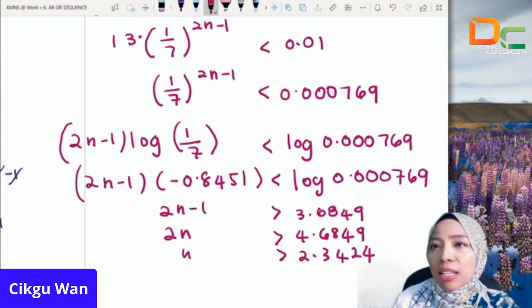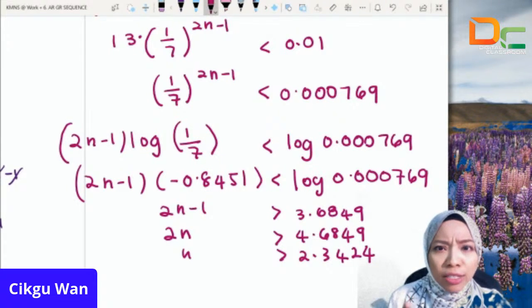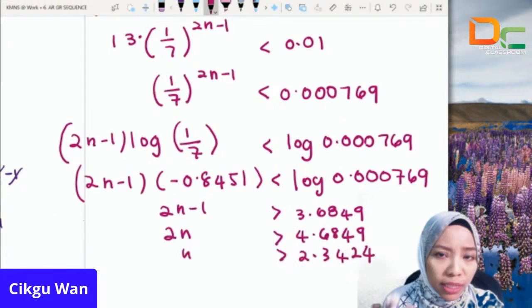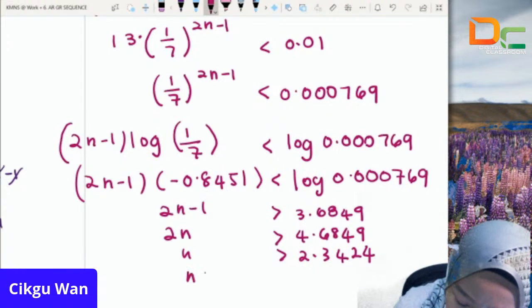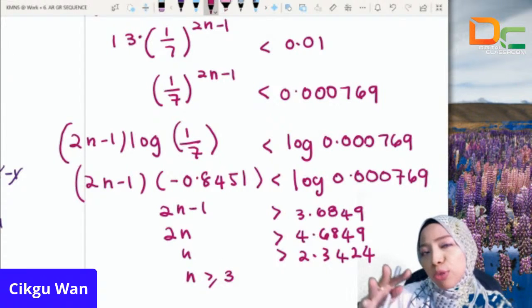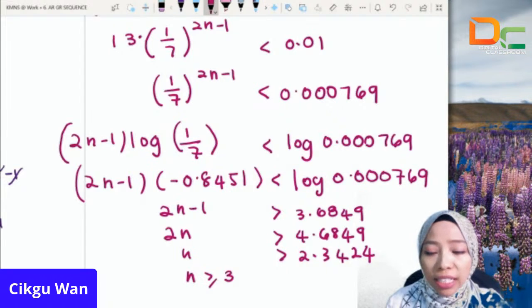So dia kena genap. Okay, dia kena genap. Jadinya 2 memang tak boleh sebab dia nak n lebih besar pada 2. So dia boleh jadi 3, 4, 5, 6 dan seterusnya. So n mestilah lebih besar daripada 3. Takkanlah you nak senaraikan semua 3, 4, 5, 6, 7 sampai infinity kan. So you just state that n is greater than or equal to 3.